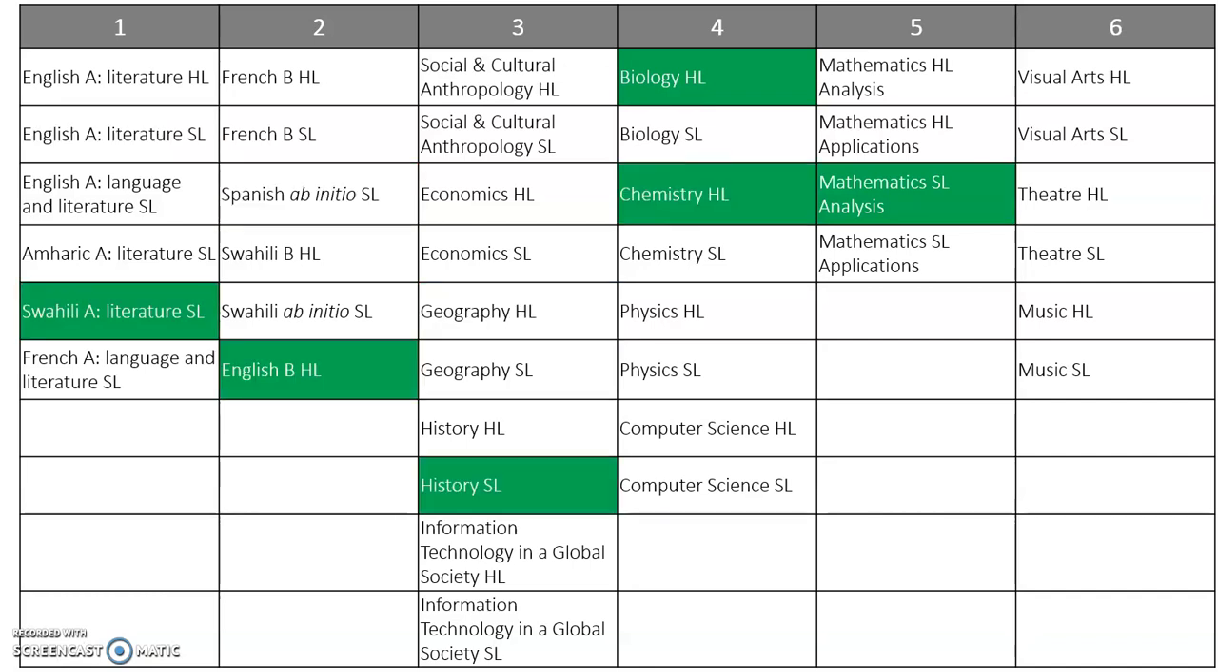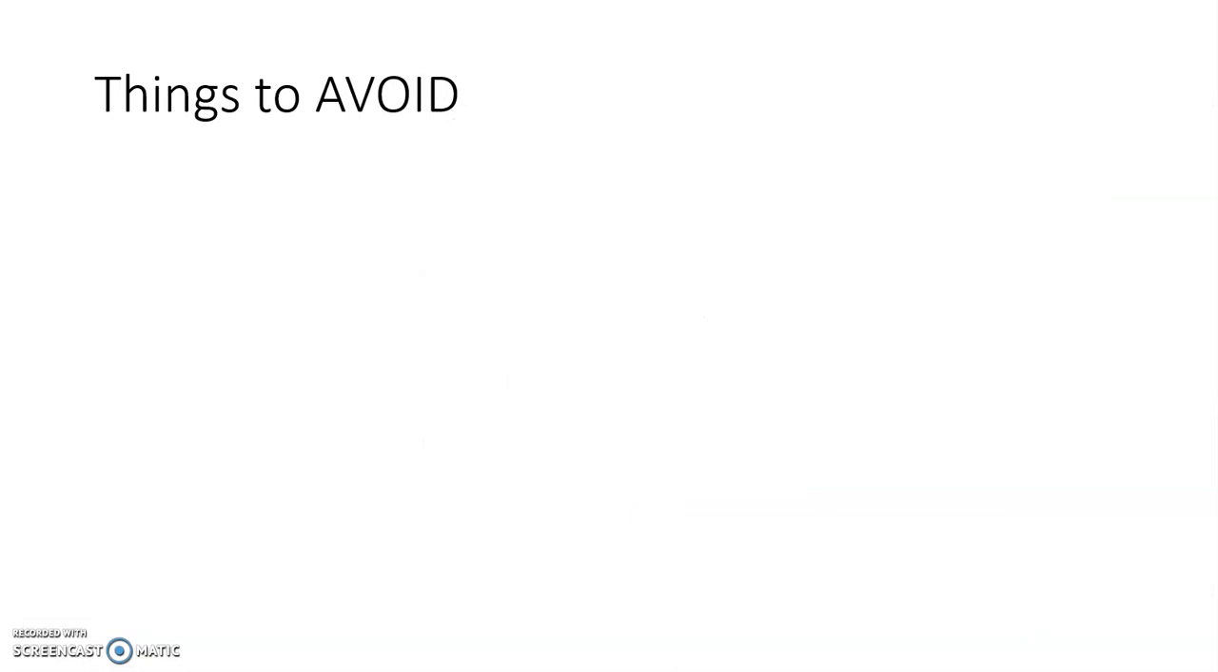And here finally is another option here. This is Swahili A literature. So this must be a student from Tanzania who's offering that, then offers English B as a second language, and then you can see the other combination of courses there. So there are many possibilities, but it's important to think about the choices in a logical and coherent way.